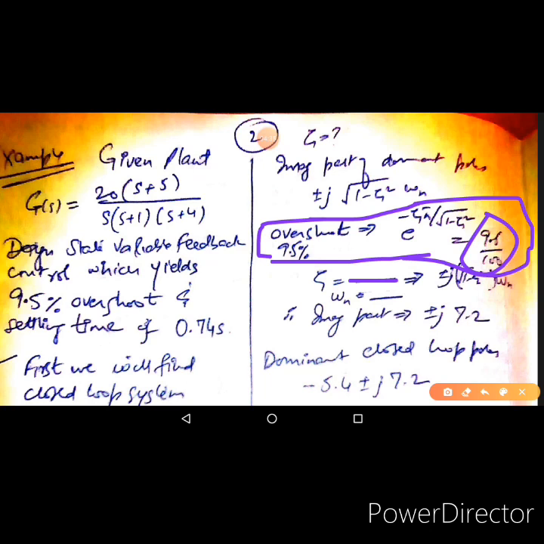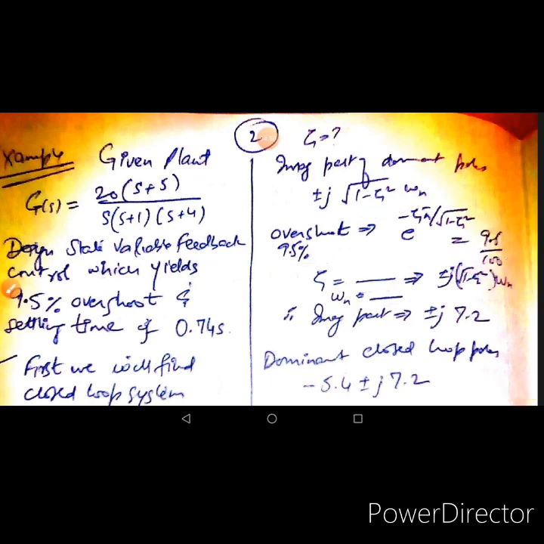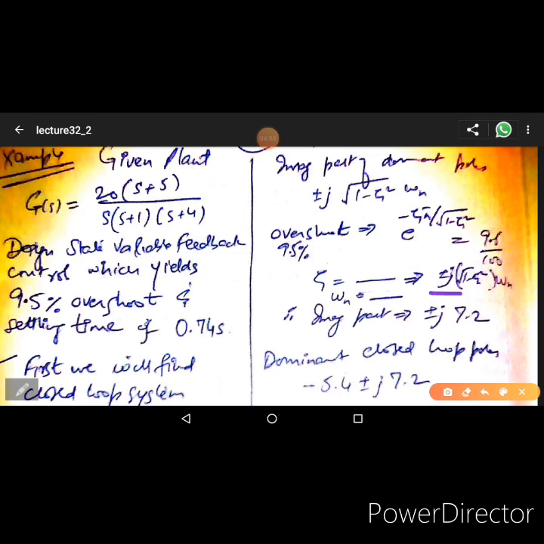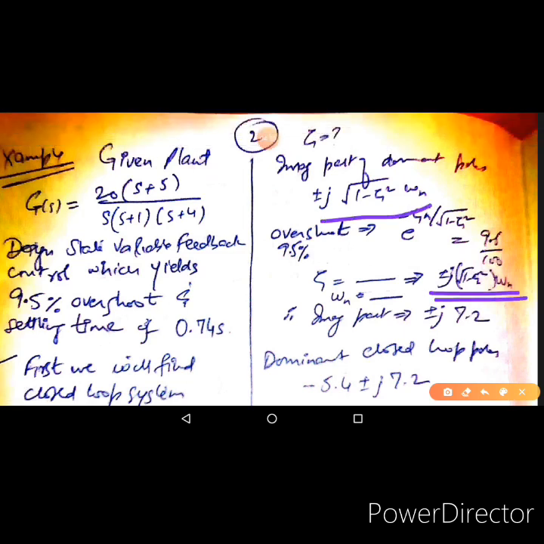then we know that zeta omega n is equal to 5.4. So if we divide 5.4 by the value of zeta which we obtain here, we will get omega n directly. So we have the value of zeta as well as omega n. When we use this formula, we get the imaginary part of the pole: plus minus j under root 1 minus zeta square omega n. That turns out to be plus minus j 7.2. That is the imaginary part of the pole.